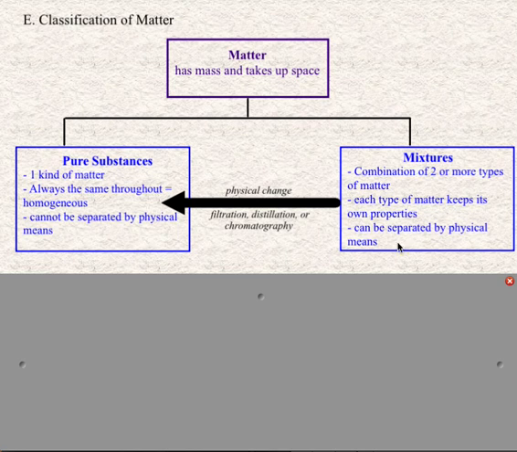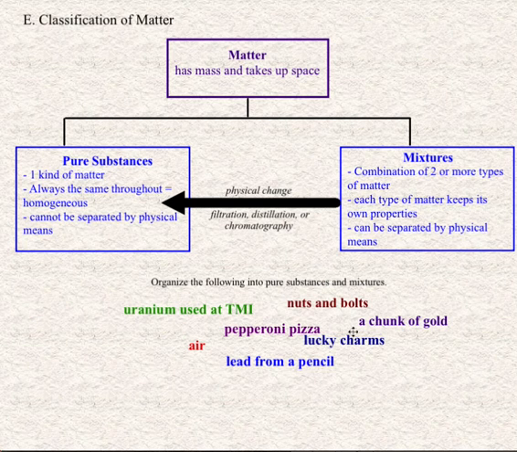Mixtures can be separated by physical means, which means you can take them apart and turn them into pure substances. A couple of examples are filtration, where you're separating solids from liquids; distillation, where you're separating based on different boiling points; and chromatography, where you're separating based on different solubilities of things. For an example down here, you can pause the video and organize these into either pure substances or mixtures, then restart it and I'll be moving them.